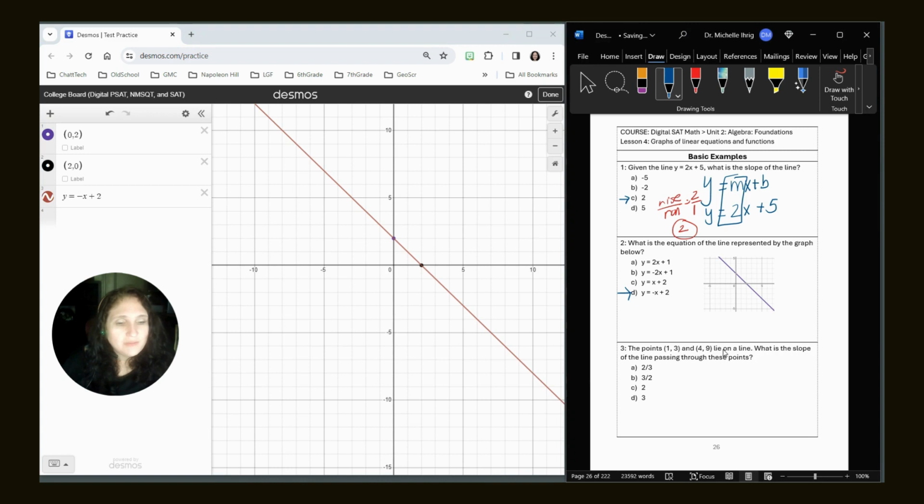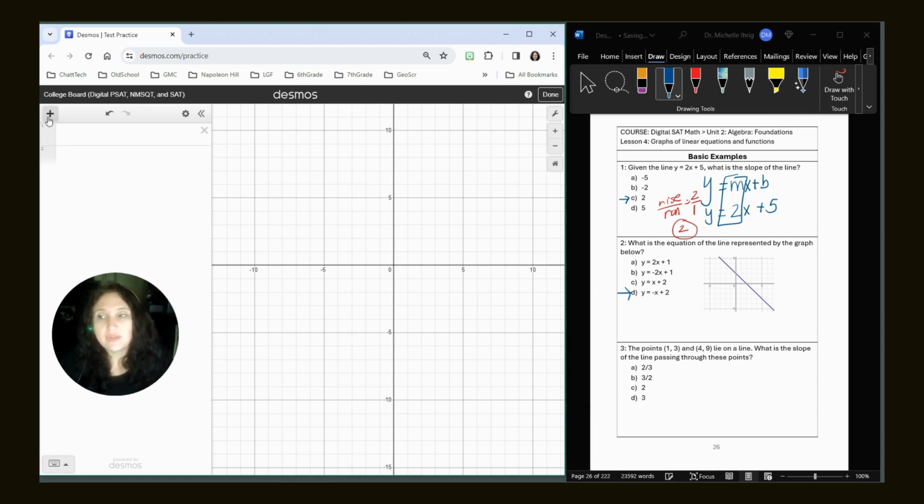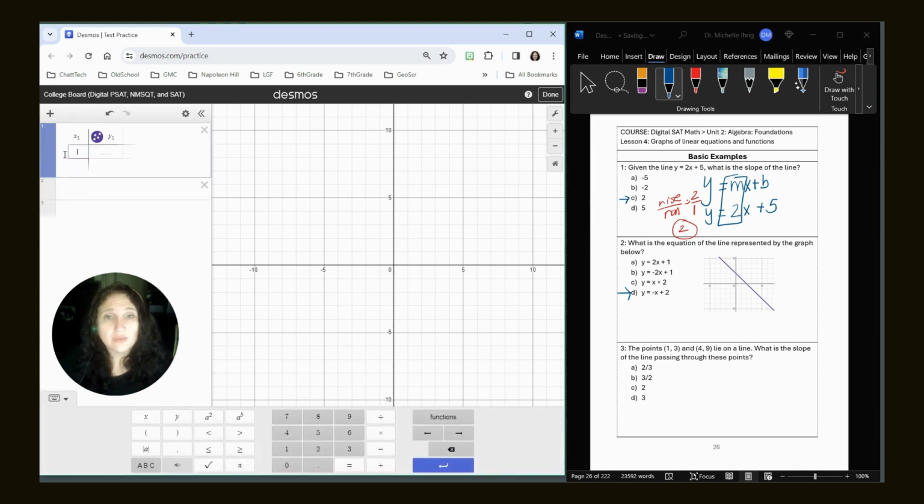The points 1, 3, and 4, 9 lie on a line. What is the slope of the line passing through these points? Because it says it lies on a line, I like to use tables when I use Desmos. You can use the slope formula, which is subtract the y's divided by subtracting the x's. Here I'm going to do 1, 3 and 4, 9, and I have these two dots. Now I can still count up and over, but I like to look at a line.